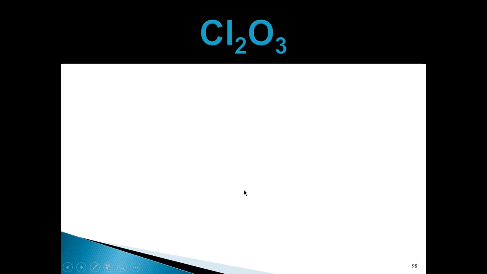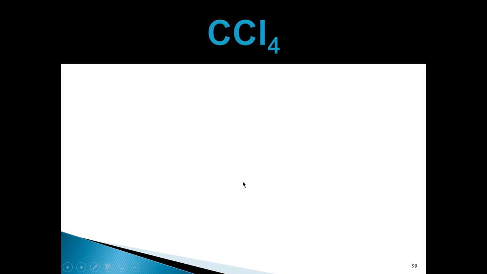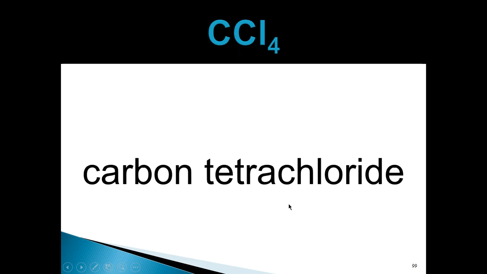Okay, here are some other examples. So the name of this compound here would be dichlorine trioxide, because you have 2 chlorine atoms and 3 oxygen atoms. All right, so the di comes from the 2 chlorine atoms, and the tri comes from the subscript 3 for the oxygen, and that's the name of that compound. Now in this case here, we have only 1 carbon atom, so therefore we would not use mono, and we have 4 chlorine atoms, so tetra would be the prefix associated with the chlorine atom, so therefore the name of this compound is carbon tetrachloride.